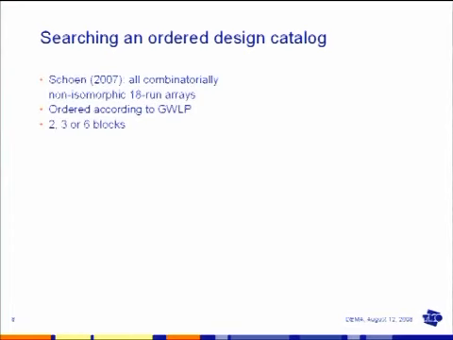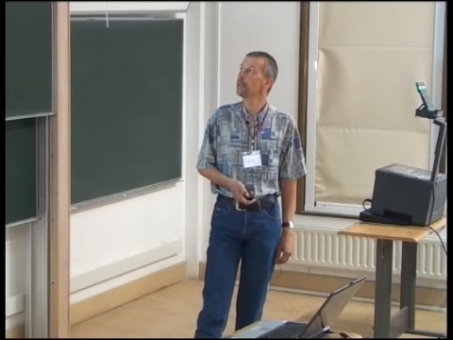Last year I used a program developed earlier to generate all combinatorial non-isomorphic 18-run orthogonal arrays of strength 2. And I ordered all these designs according to the generalized word length pattern.